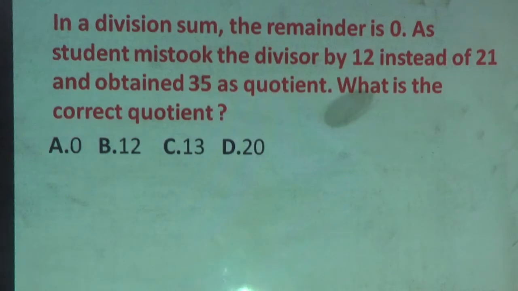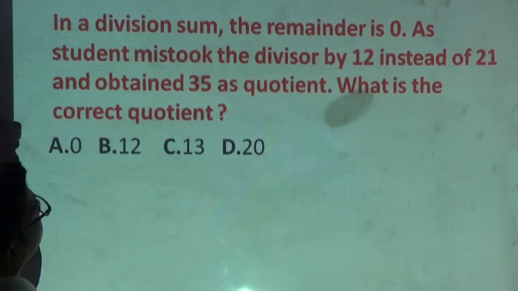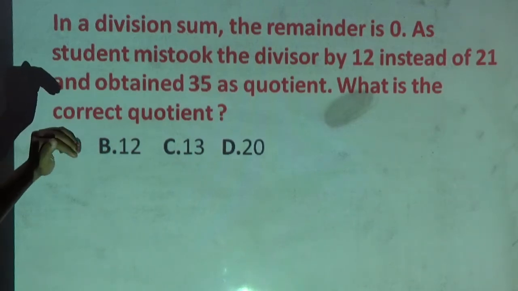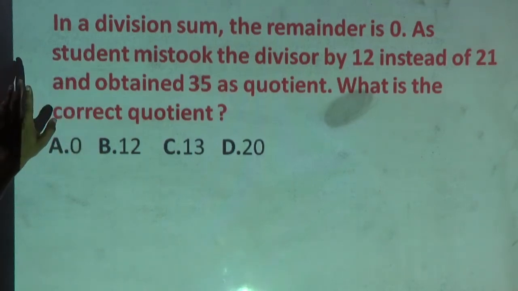Next, in a division sum, the remainder is 0. That means it is completely divisible. Remainder is 0 means that it is completely divisible. A student mistook the divisor as 12 instead of 21. Instead of dividing by 21, he has divided by 12. That is what they have given.